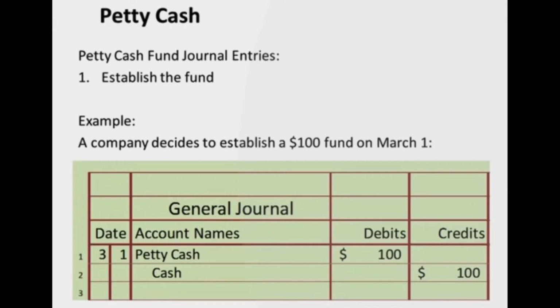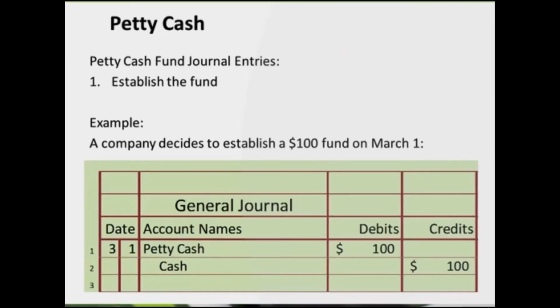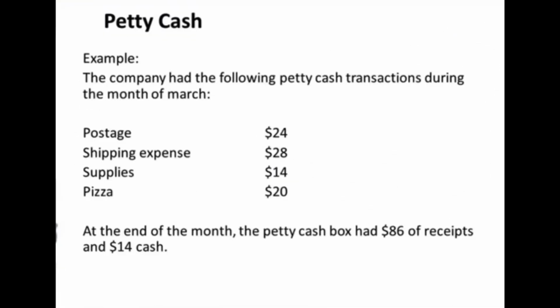Let's assume a company wants to establish a petty cash fund for $100 and use this for small purchases. The establishment of the fund is a debit to petty cash and credit to cash for $100. In reality, the company is writing a check made out to cash for $100 and then cashing it. Now the petty cash fund has $100 for small purchases.